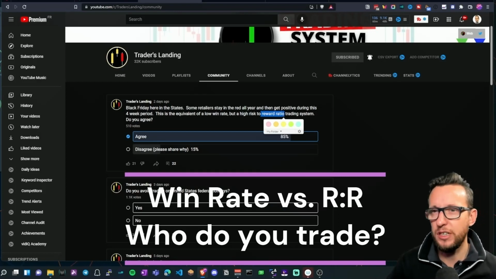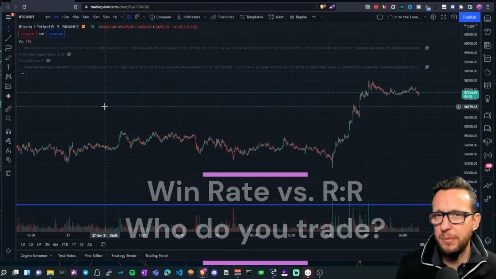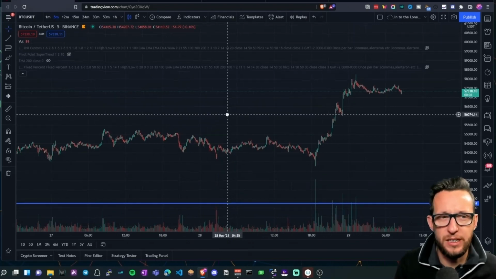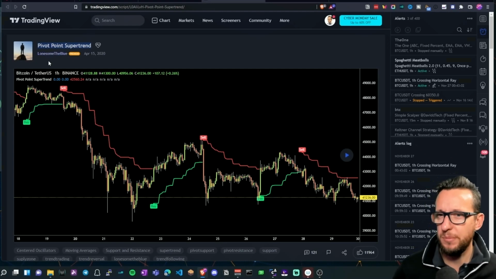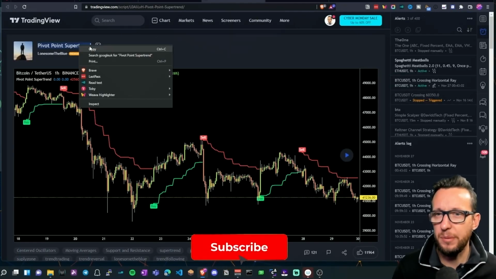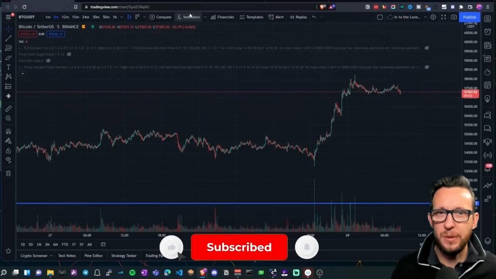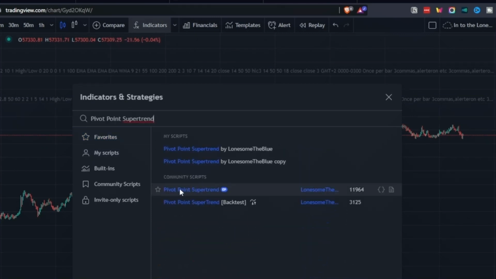Right, let's get over to TradingView. Here we are on TradingView, where we're going to be adding a couple of indicators to create this trading system today. The first one is the Pivot Point SuperTrend by Lonesome the Blue. To do that, you go up to the indicators button up here, and type in what you're looking for. We're looking for Pivot Point SuperTrend, so you add that to your chart by clicking it.